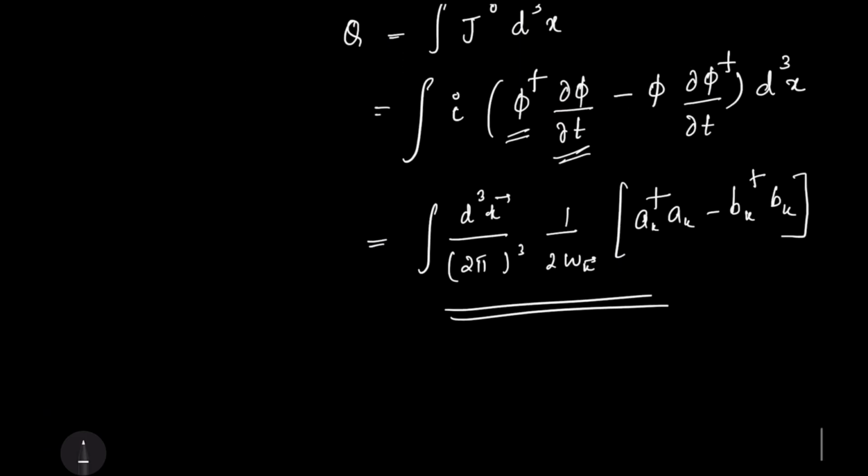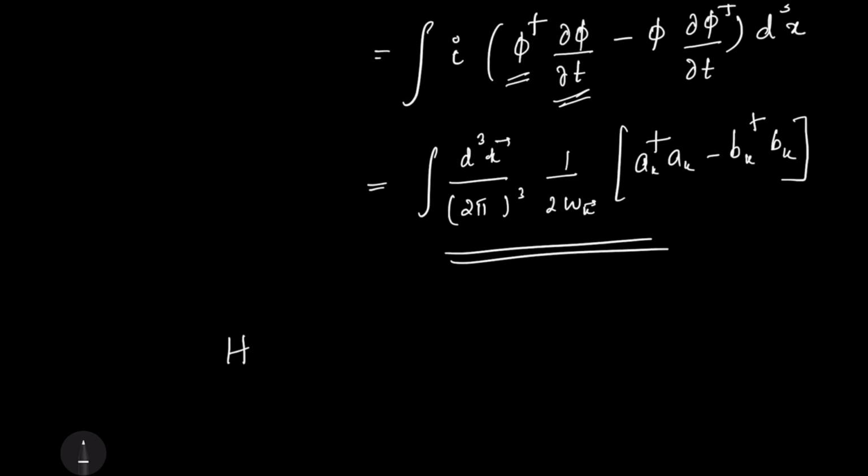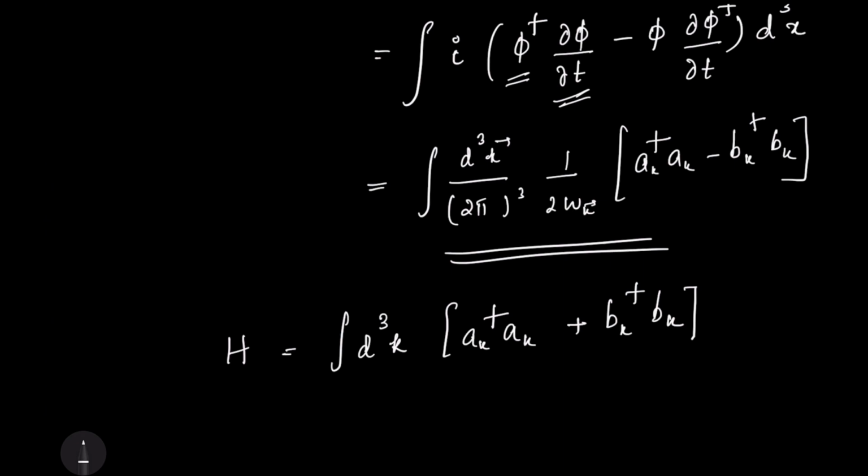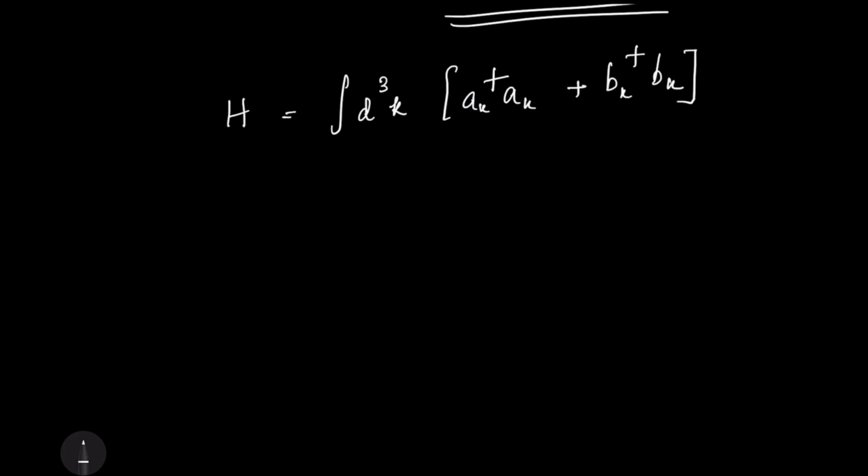This will be the conserved charge, and in a similar way, I can also find the Hamiltonian. I am just writing the final answer. It will be integral d cube k, ak dagger ak plus bk dagger bk. So the sum of the harmonic oscillators corresponding to ak and bk will give you the total Hamiltonian. Okay. So what will be the ground state here? The lowest energy state or the ground state will be the state that is annihilated by both of the annihilation operators. When it acts on the lowest state, you should get 0. So the state that gets annihilated by both the annihilation operators is known as the ground state.